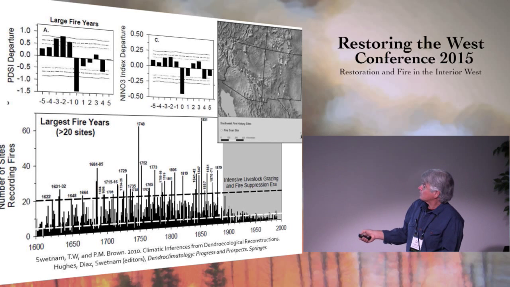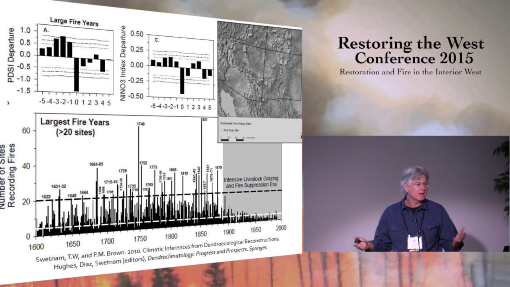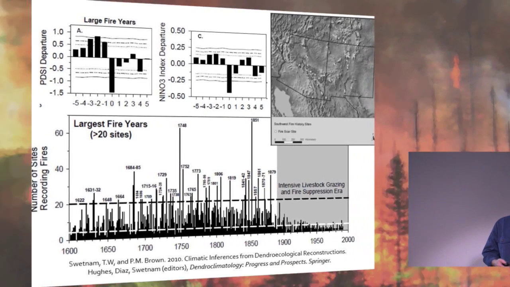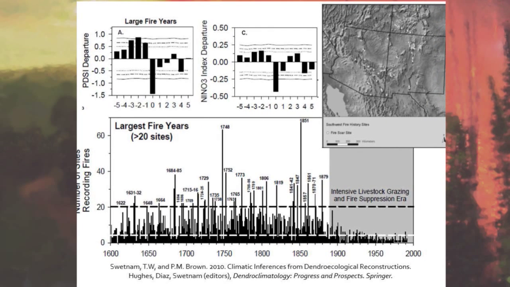Notice, for example, some years like 1748 and 1851, 50% of the Southwest was burning. Obviously not one fire, multiple ignitions. Climate driving these. So that's what these are. Up here are a couple of what we call superposed epoch analysis graphs. Coming back to that previous slide, we also can reconstruct climate, obviously, from our tree ring data. So we have independently derived climate reconstructions from our fire chronologies.